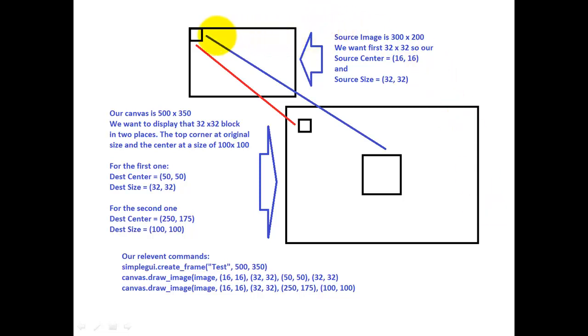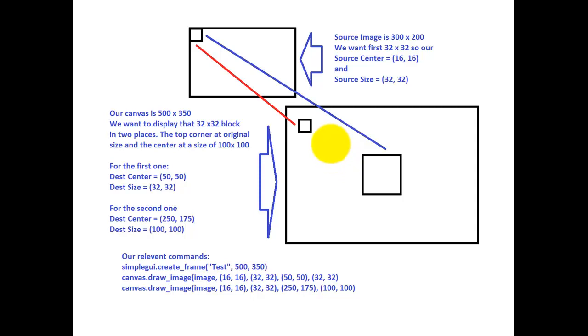In this image we have a source image at the top here, which is 300 by 200. What we want to do is take our first 32 by 32 pixels in this image and display it on a canvas. So our source center is going to be 16, 16, and our source size is 32, 32. Now down below here we have our canvas, which we're going to say is 500 by 350.